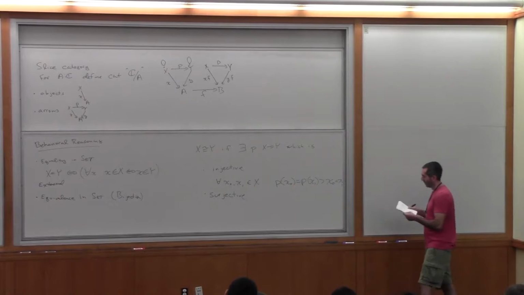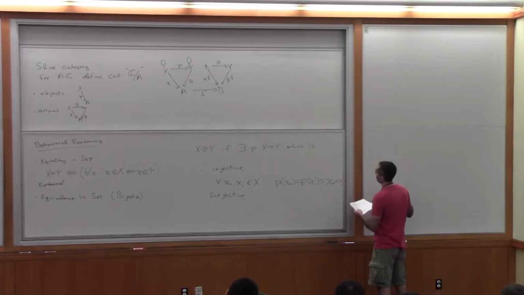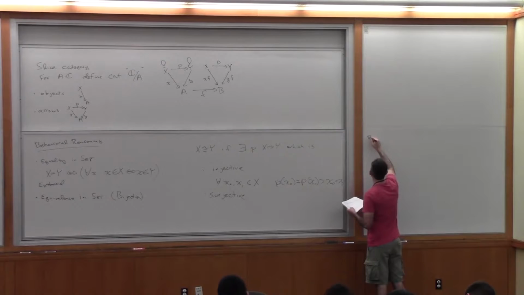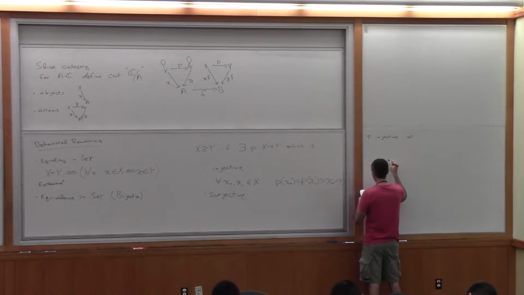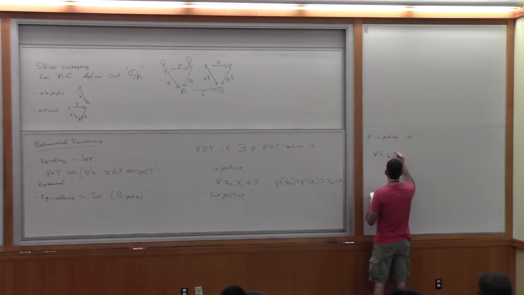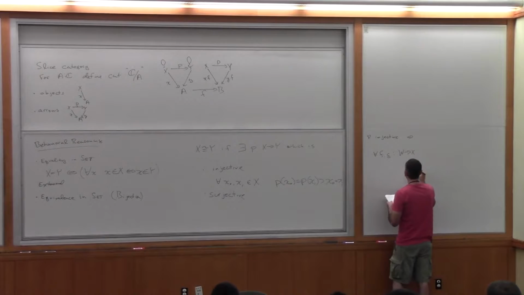Well, here's what I'm going to do. I'm going to take this and say that if the function p is injective, so p injective implies that I'm going to take the two points and replace them with two function images. So I'm going to say for any functions f and g from w to x, I'm going to leave that part parametric, so I'll write down here.